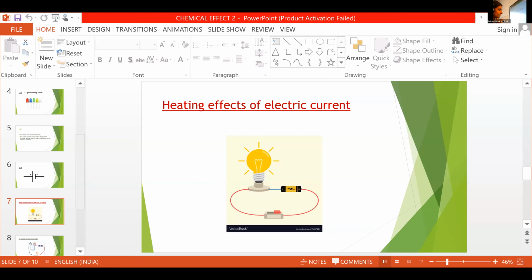Clear? So which effect of electric current is this one? Heating effect of electric current. So because of the heating effect of electric current, the bulb glows. Clear? Yes, ma'am.